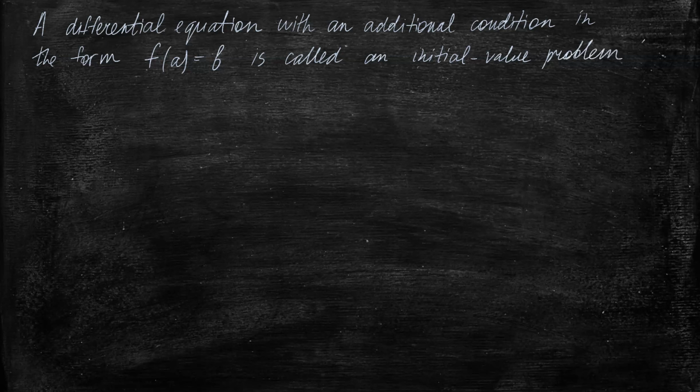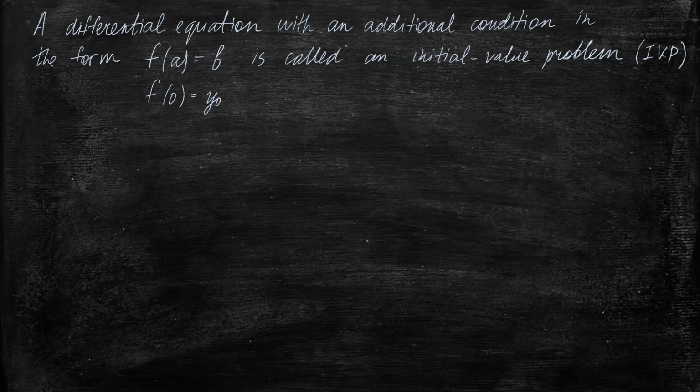Or we abbreviate it as IVP. And it doesn't matter what A and B are. In general, f of A is equal to B, but when A is equal to 0, this is kind of what gives the name to this type of problems. When x is equal to 0, it's like the initial value.